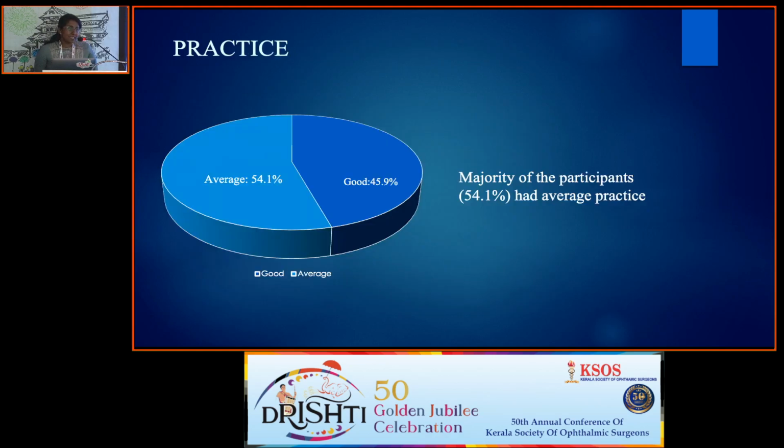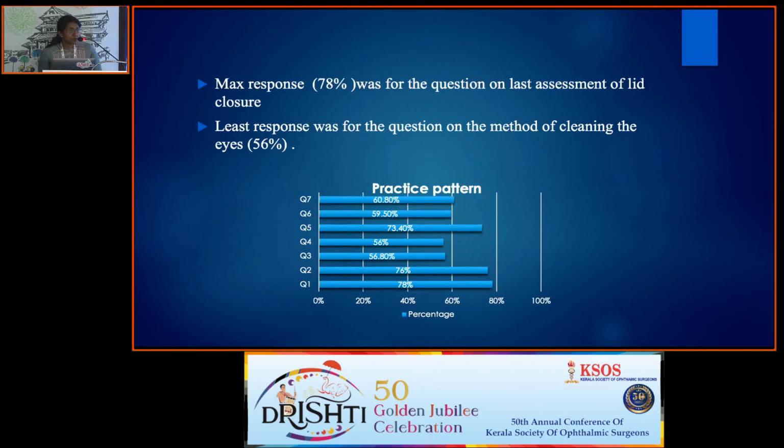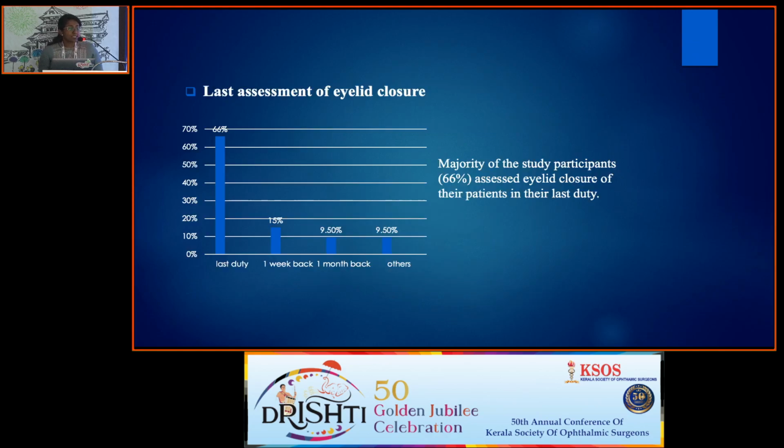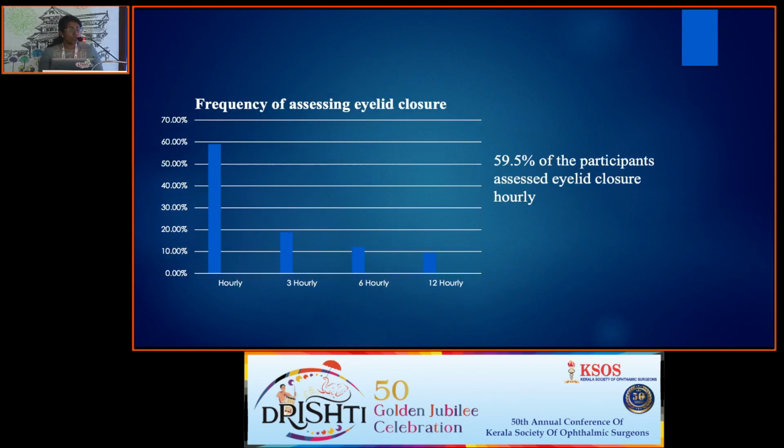The majority of the participants had an average practice, that is 54.1%. The maximum response was for the question on last assessment of lid closure, that is 78%, and the least response was for the question on the method of cleaning the eyes of these ICU patients. 66% of the staff assessed eyelid closure in their last duty. 59.5% of the participants assessed eyelid closure hourly.